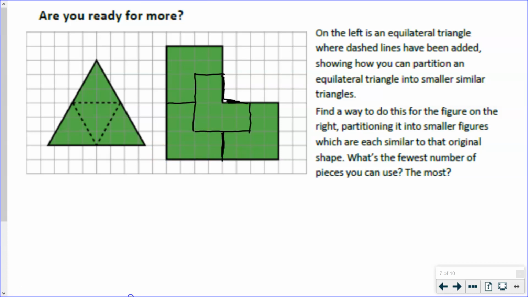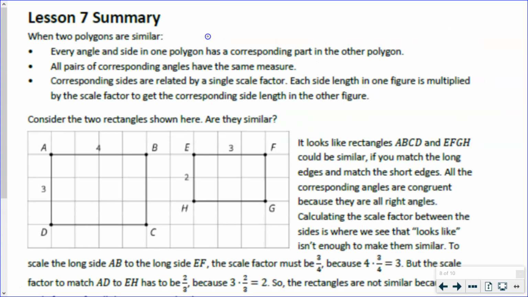These are each going to be similar because the scale factor is 1/2. Notice that this side length here is 4, and the side length in the new figure is 2. The 4 changes to a 2 by multiplying by 1/2. And now let's move on to our summary.